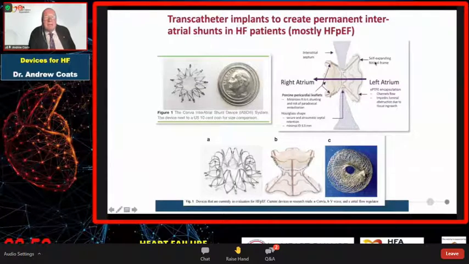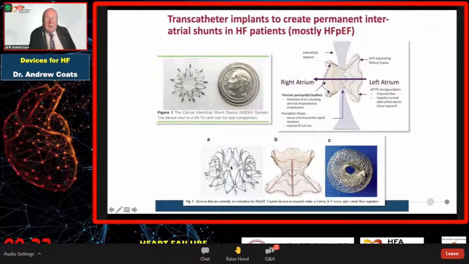Lastly, another very exciting field of it is an implant of devices that are designed to be placed in the atrial septum, which will allow left atrial to right atrial decompression, which can be useful for both HFrEF and HFpEF, because they're both associated with increased left atrial pressures that can lead to pulmonary edema and other worsening of congestion.